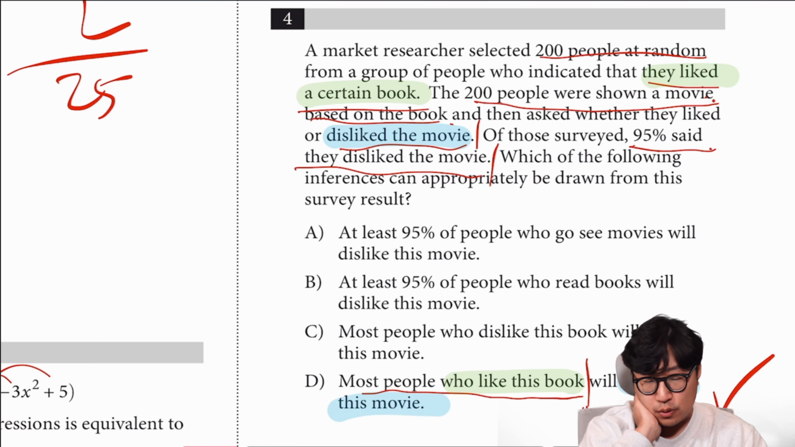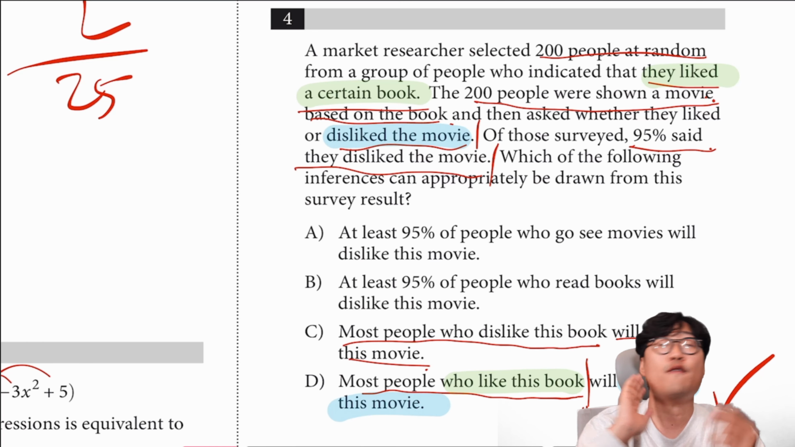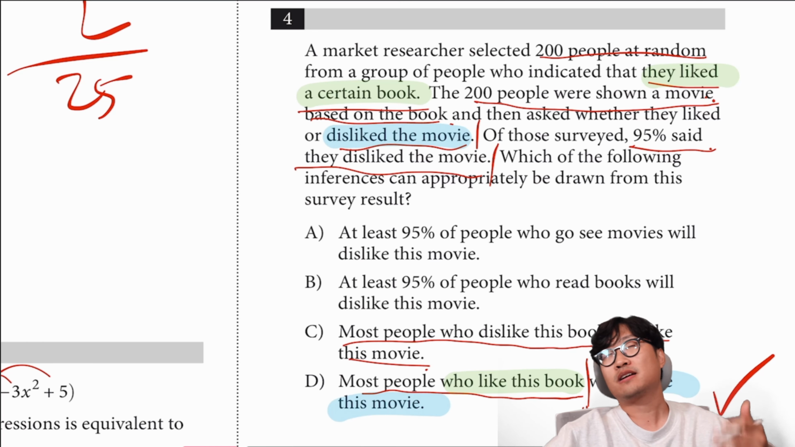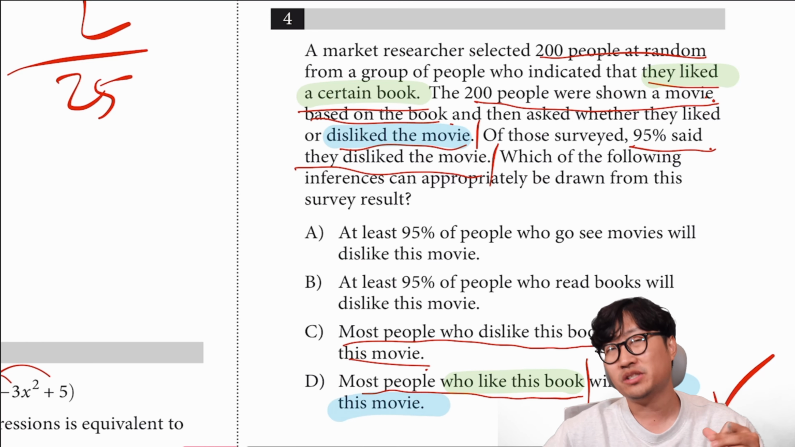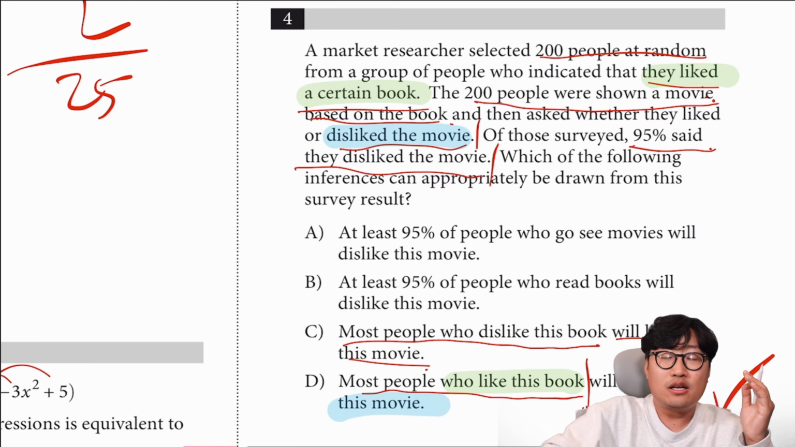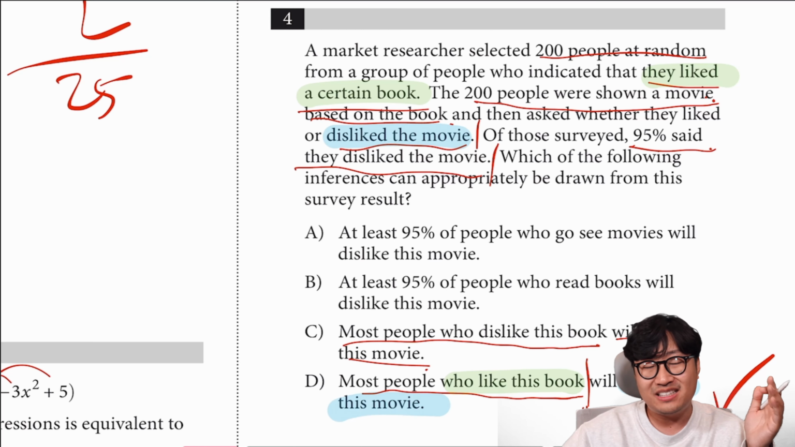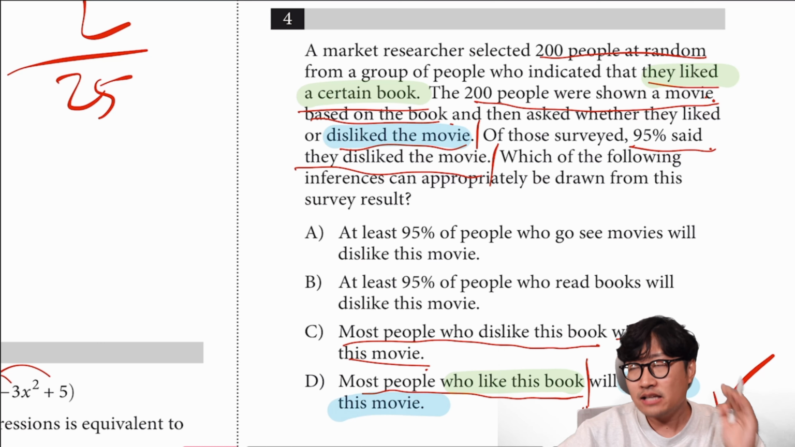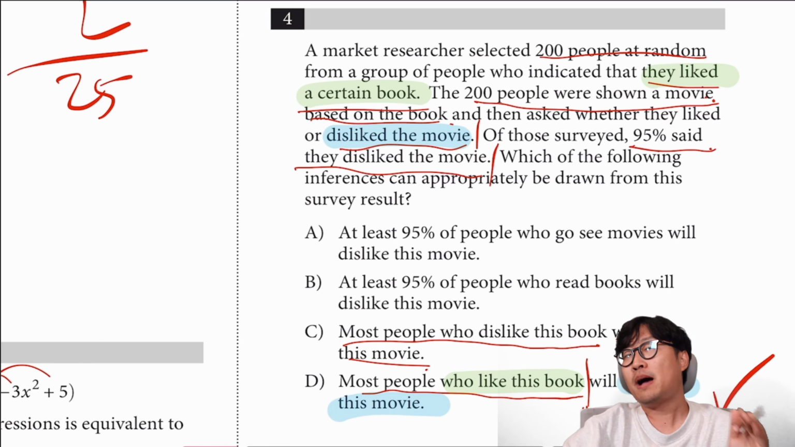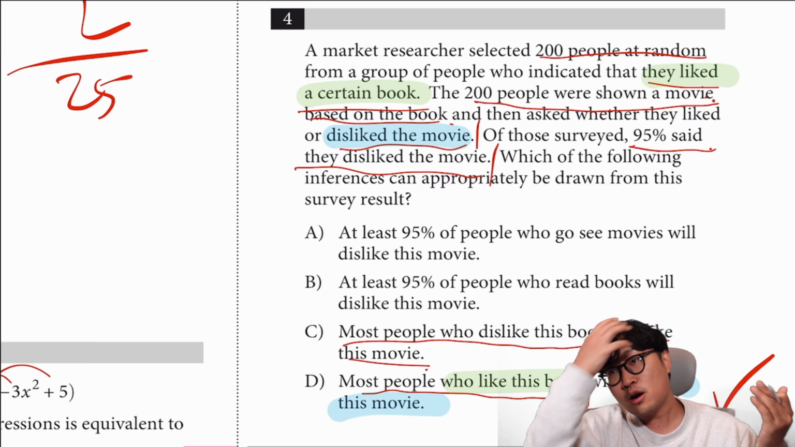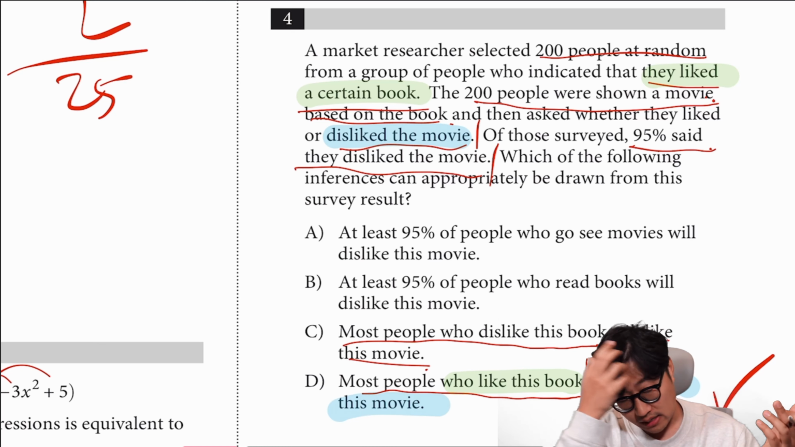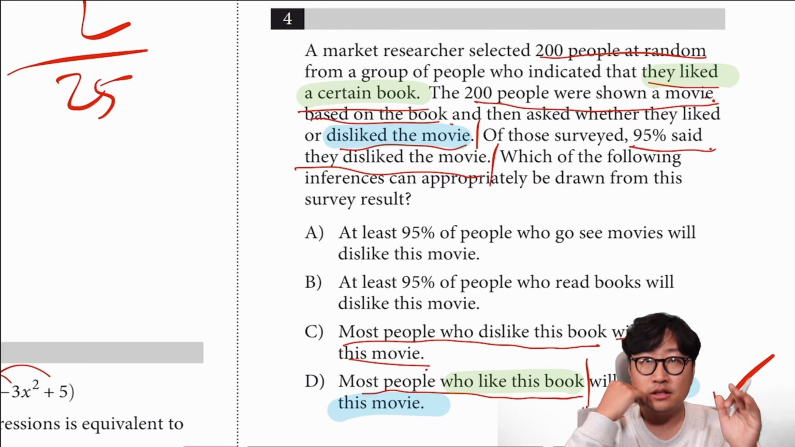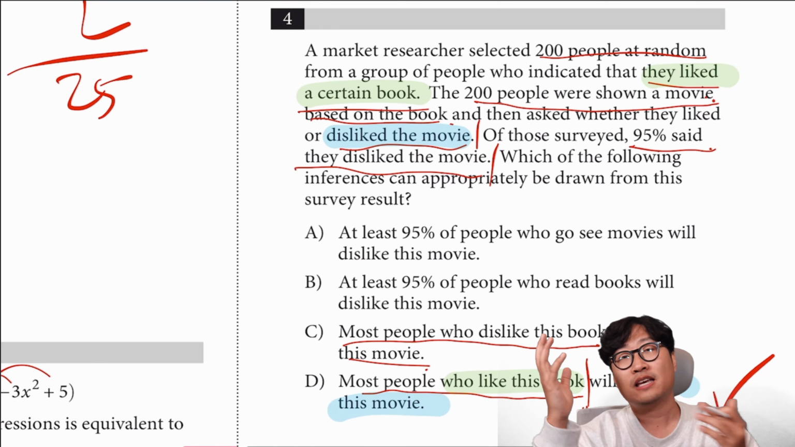C, most people who dislike this book will like this movie. I don't know. See, that is kind of like the complete opposite of what I just read in choice D. But the thing is, choice C, I can't say anything about it because the question told me nothing about the type of people who dislike the book. They only talked to me about the people who did like the book, not the ones who dislike it. So I can't really speak for any of the populations who dislike this book because I don't know who they are and I don't know what they're thinking. The question tells me nothing about that. So I can't draw any possible conclusion from that just because I was not given any info about it.